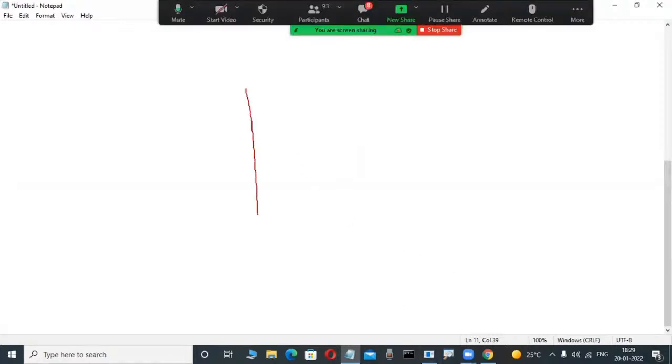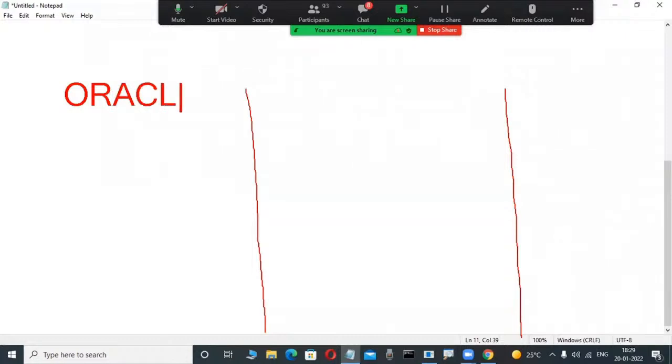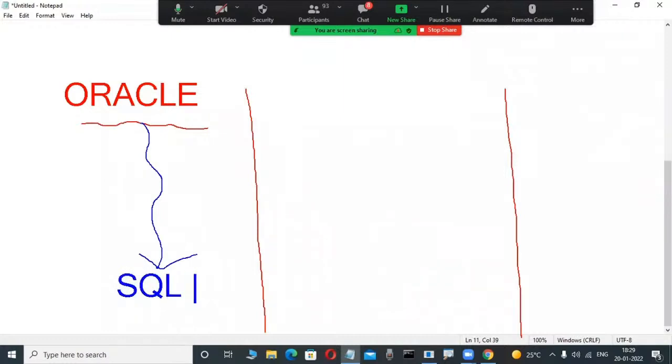Suppose I am working in a company, and I am working on Oracle projects. Oracle is a relational database product. If I want to operate this relational database product, I use SQL, which is a language. Observe here, SQL is a language I am using.